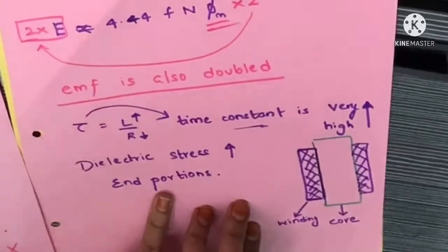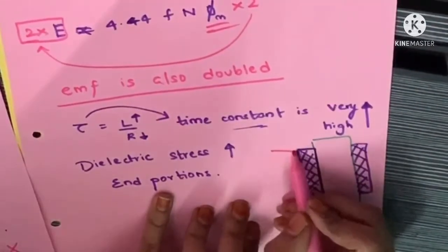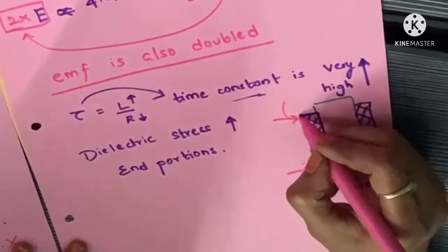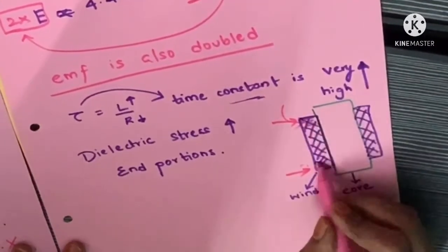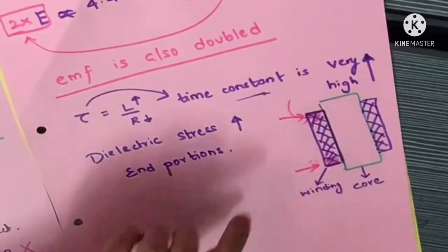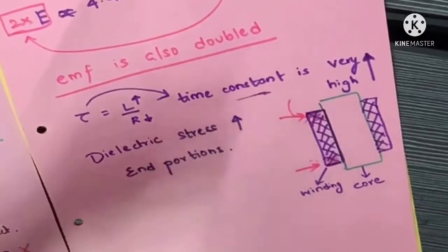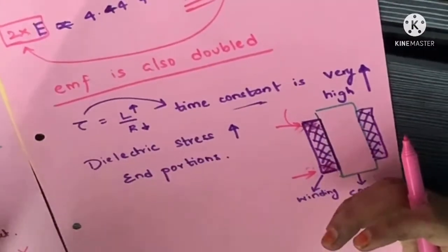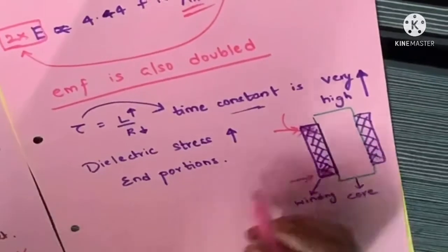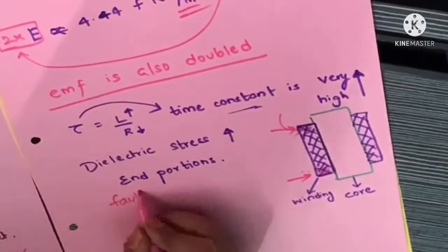So the dielectric stress is increased at these end portions. What happens is this EMF is induced in this area, and it results in localized damage in the form of puncture, which in turn causes the fault in the transformer.